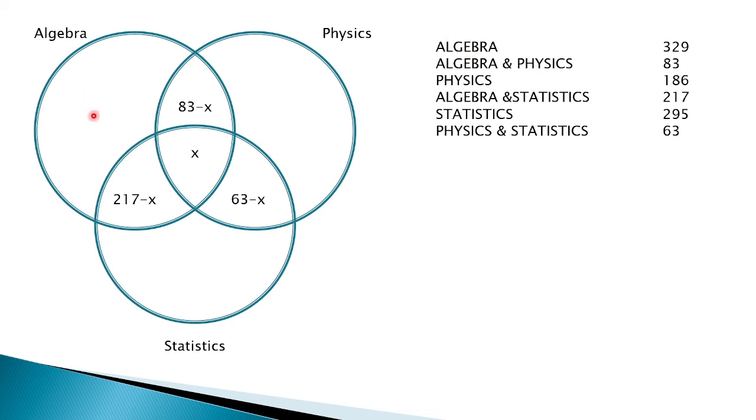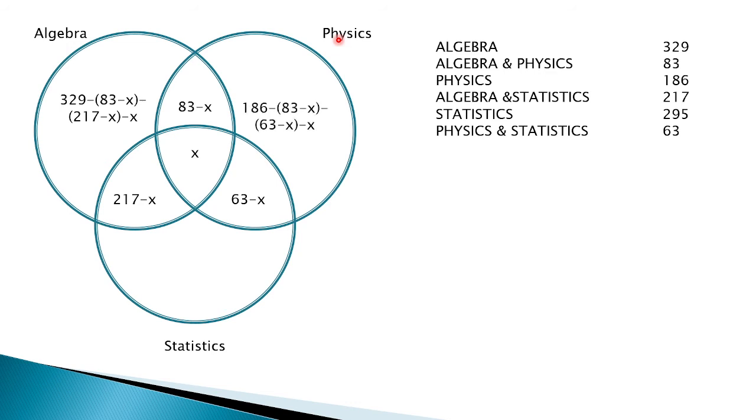So, therefore, the expression for this part is 329 minus the quantity 83 minus x, minus the quantity 217 minus x, minus x. So, ibig sabihin ang makukuha na lang natin is this area, which are the students taking only algebra. Walang physics, walang statistics. So, ganun din yung gagawin natin for the other parts.